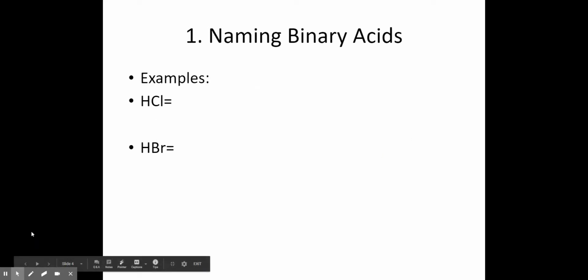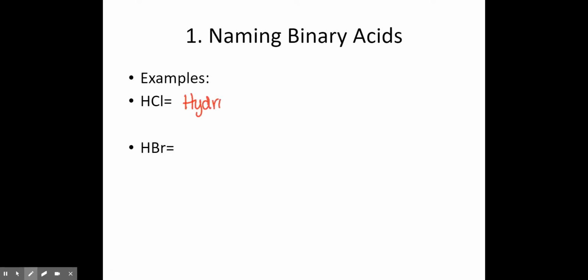Here are some examples. First example is HCl. So we start with the word hydro, identify the nonmetal as chlorine. We are going to write it, but replace the ending with IC. And then our second word is acid. So HCl is named hydrochloric acid.